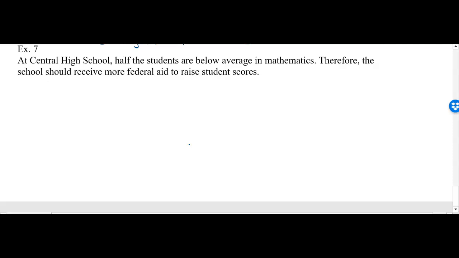All right, one more. At Central High School, half the students are below average in mathematics. Therefore, the school should receive more federal aid to raise student scores. Here's something, maybe you didn't think about this yet, but did you know that half the students in a population are typically expected to be below average? Meaning this would be data from many schools. Therefore, you really can't argue that they should get more federal aid, because then that's going to have to go to most of the schools.